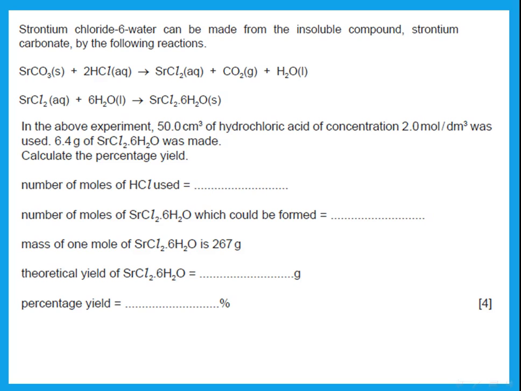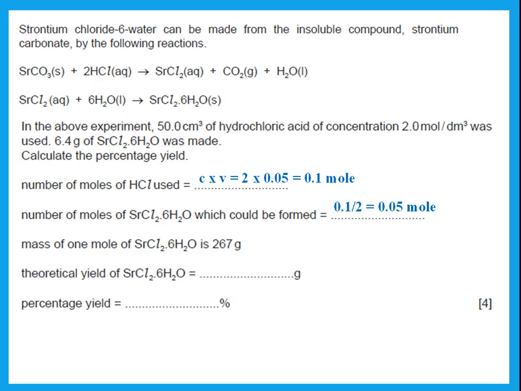So the number of moles, this is a solution, is concentration times volume, 2 times, and remember this volume 50, you have to divide by 1000 before you put it into the equation. So I have 0.1 mole of HCl. So what would be the number of moles of the strontium chloride? Well, I look at the equation. 2 HCl gives 1 strontium chloride. That means that the number of moles of strontium chloride is half that of HCl. So 0.1 divided by 2, that is 0.05.